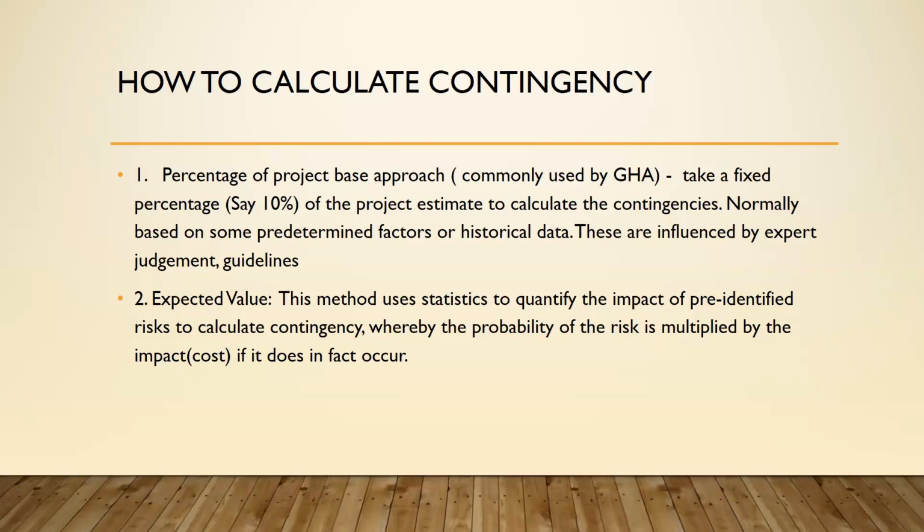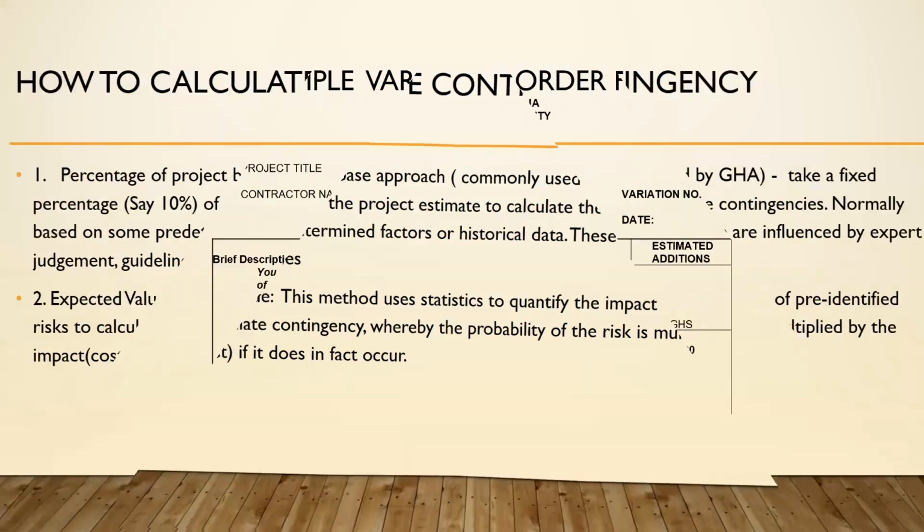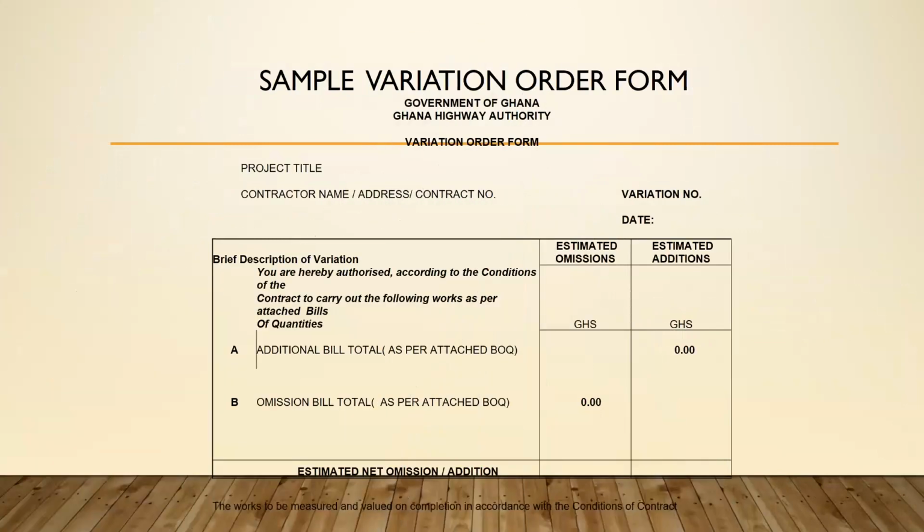And the second approach is the expected value. This method uses statistics to quantify the impact of predetermined risks to calculate contingency, whereby the probability of the risks is multiplied by the impact cost if it does in fact occur.